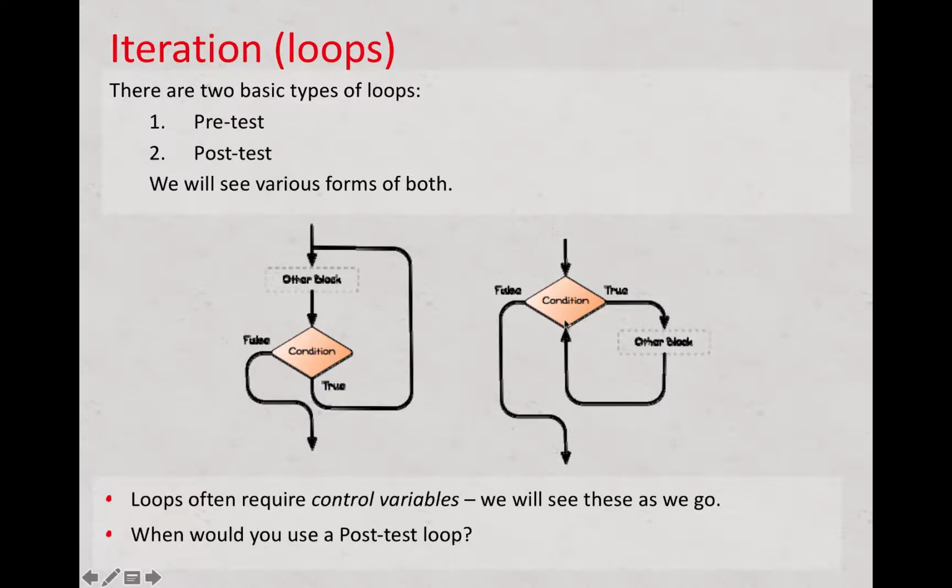The pre-test loop is similar, except the condition is before the block of code. So we come down, we test the condition, and if it's true, we do the block of code, and then we keep doing the block of code while it's true, and then when it's false, we leave. So the main difference is that this block of code will get executed at least once because we don't test the condition till after. This one may never be executed. Otherwise, they both work very similarly.